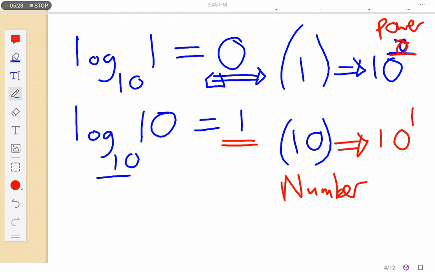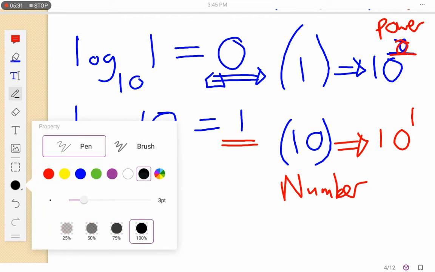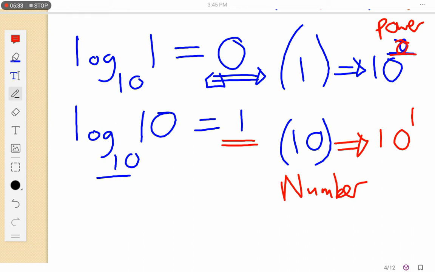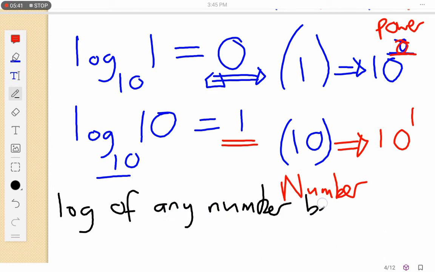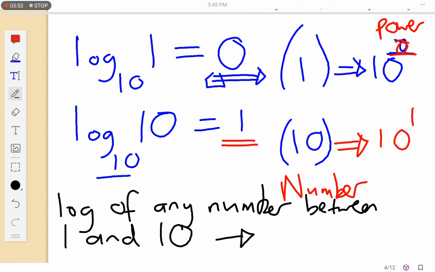What happens is this: when we have logarithms, let's say we have got a log of any number between 1 and 10, the value of that log will be a number between 0 and 1. We'll get values like 0.11, 0.2, so our numbers will be between 0 and 1, like that. I'll show you in examples.